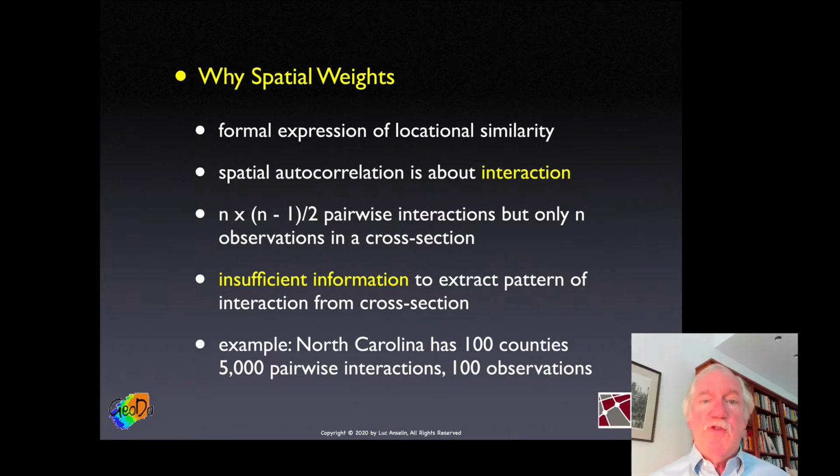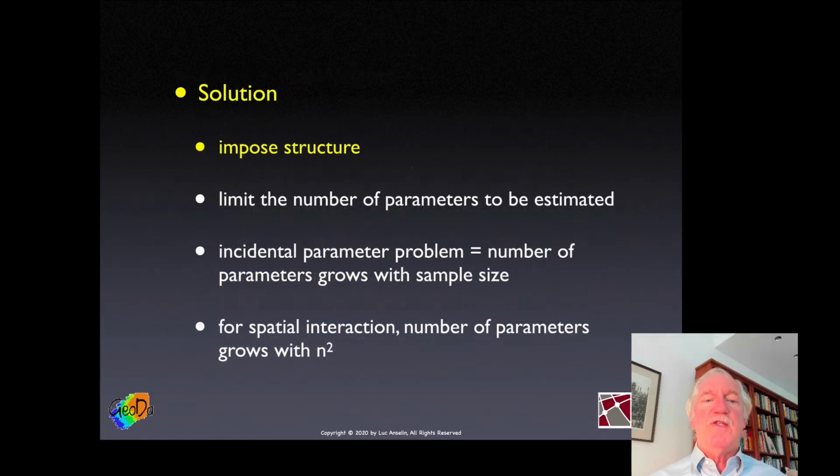For example, just to show you how bad this is, in North Carolina, there are 100 counties. So that means that there's a total of 5,000 pairwise interactions which we're trying to model, which we're trying to quantify with only 100 observations. You can't win this fight. So how do we solve this? We have to simplify it. We have to impose structure. And the way we impose structure is to limit the number of interactions that we deal with. Basically, that's what we're doing.